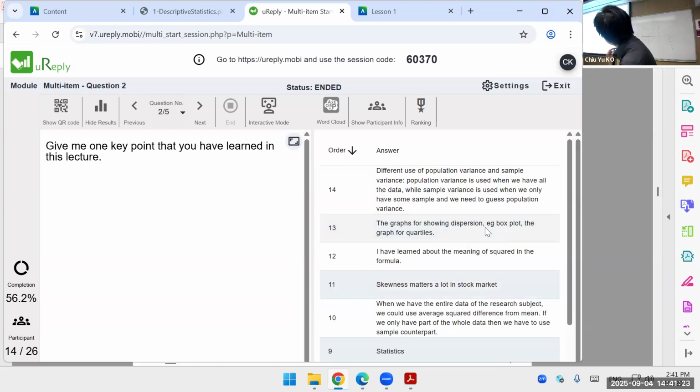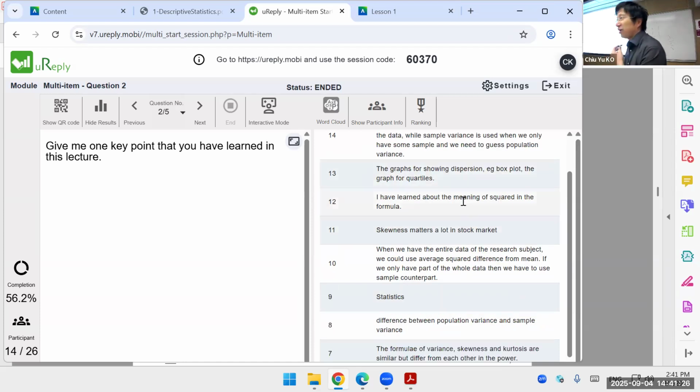Yeah, the box plot is very important. Now you know the meaning of the square, so very good. You should be able to explain every single formula you see intuitively, not just the math, but what is behind it. I think it's very important.